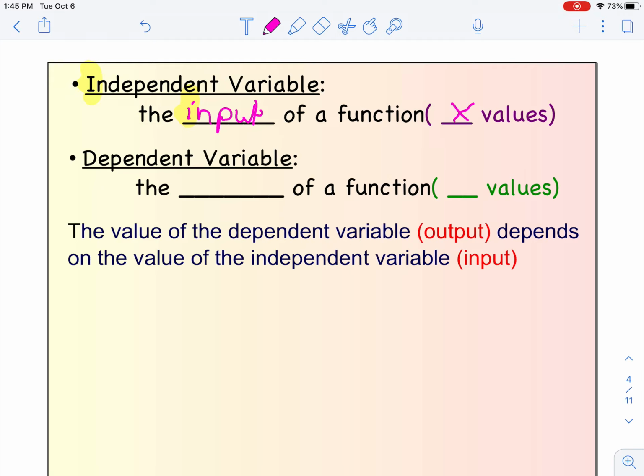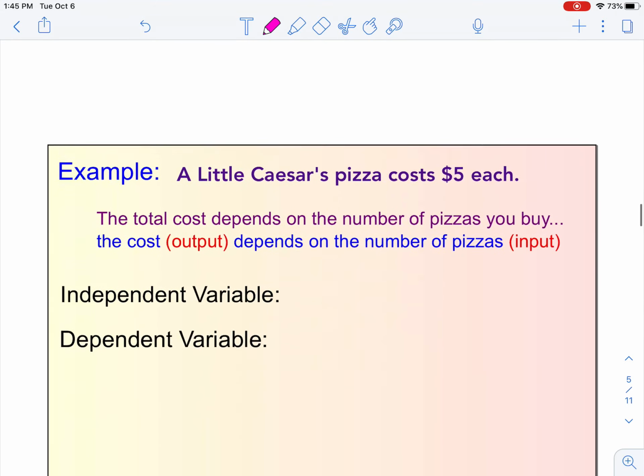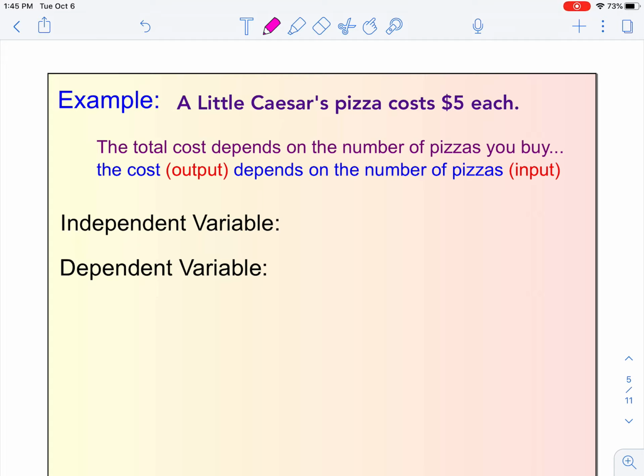Your dependent variable is the output. That's what comes out. Because the output depends on what you put in. And that the output is our y values. So the value of the dependent variable depends on the value of the independent variable. So, for example, a Little Caesars pizza costs $5 each. The total cost depends on the number of pizzas you buy. So the cost, which is your output, depends on the number of pizzas you buy. So again, cost depends on.